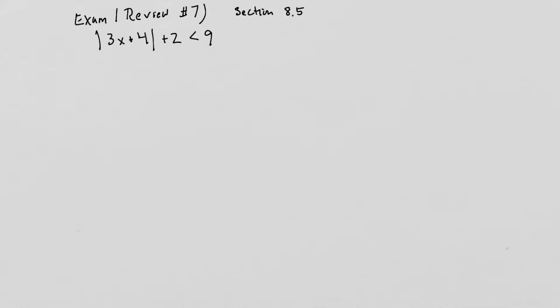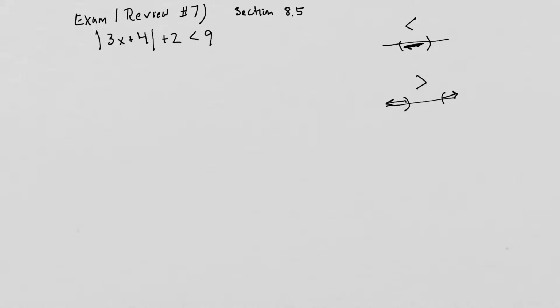So we have an absolute value inequality on the exam 1 review, number 7. This comes from section 8.5, so you should practice some of these from 8.5 with both the less than symbol and the greater than. Remember, with the less than symbol, you're going to get a section of the number line that's in the middle, and with a greater than symbol, you get a section of the number line that points to both ends.